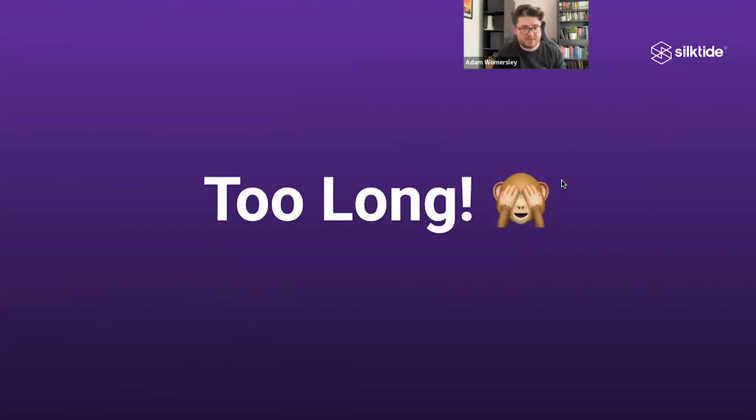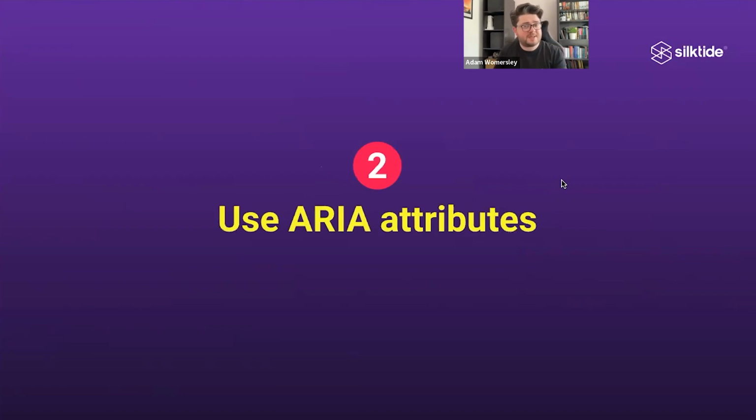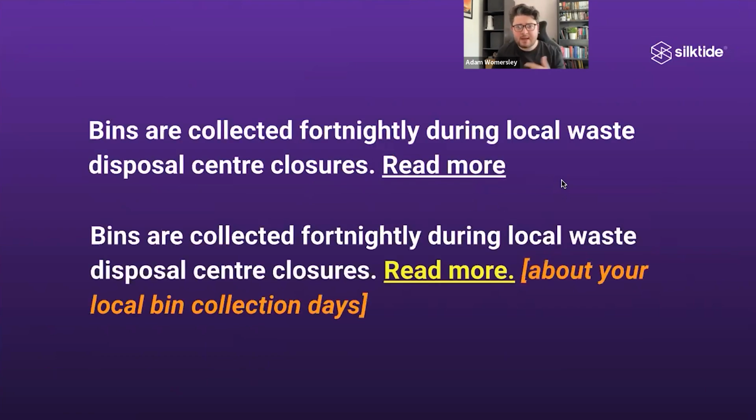So there is another solution, and that is ARIA attributes. Very similar to how alt text describes an image on a website, ARIA attributes on a link are going to describe some information about that link, like where it goes to. I'm showing a very similar example to before, but at the bottom we have a sentence which says bins are collected fortnightly during local waste disposal center closures. Read more. And as a visual user, that's what you'd see. You'd have that lovely short link that we all want.